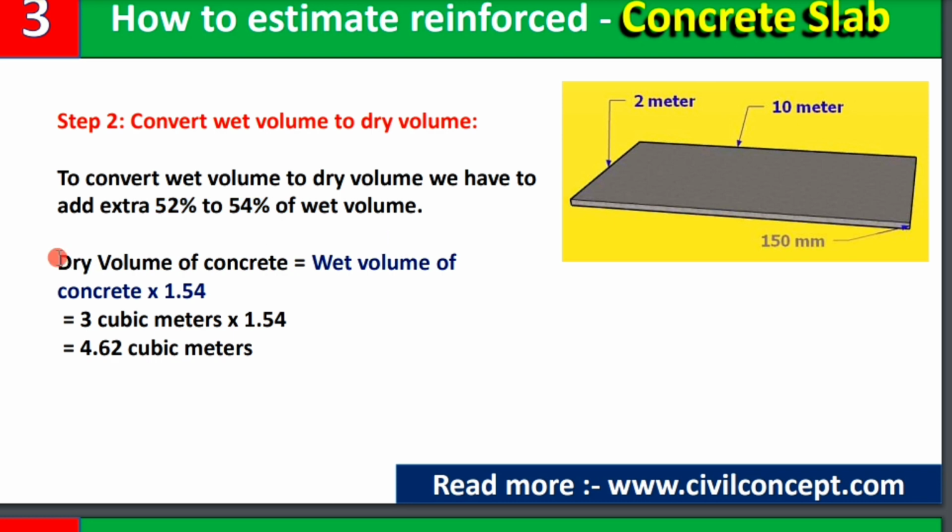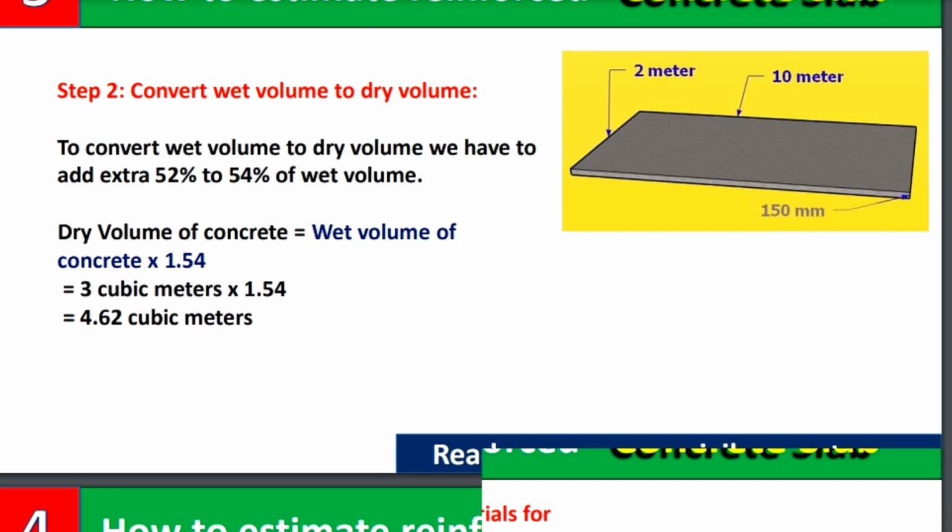Okay, so here this is the formula: dry volume of concrete is equals to wet volume of concrete into 1.54. When we multiply it with 1.54, then it will be added 54% extra of the wet volume of concrete. Okay, so 3 cubic meter is our wet volume, and after multiplying it with 1.54, we will get almost 4.62 cubic meter. Okay, now let us move toward our step number 3.